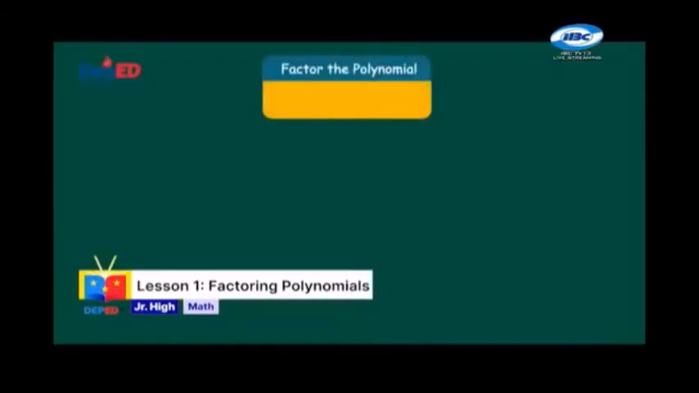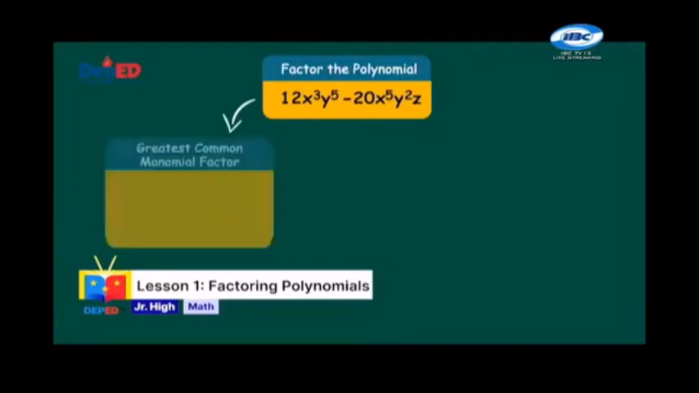Write 12x cubed y raised to 5 minus 20x raised to 5 y squared z in complete factored form. Again, we can break it down into parts so we can focus on each step while factoring. First, find the greatest common monomial factor. 12 is equal to 2 times 2 times 3, and 20 is equal to 2 times 2 times 5.